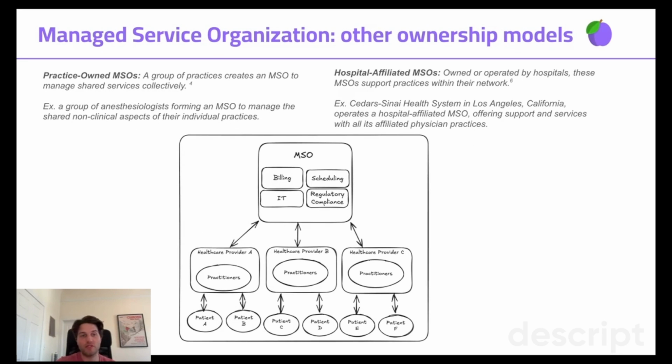There's other flavors of the managed service organization, such as practice-owned MSOs. So, for example, a group of anesthesiologists forming an MSO to manage their shared non-clinical aspects of their individual practices, or a hospital-affiliated MSO. So Cedars-Sinai Health System in Los Angeles operates their own MSO.